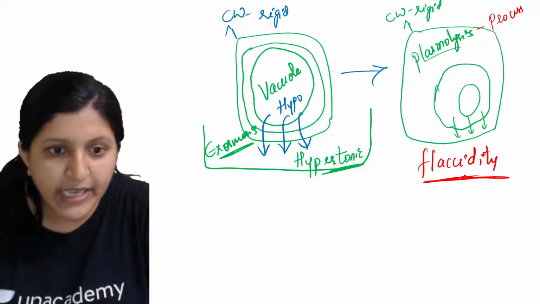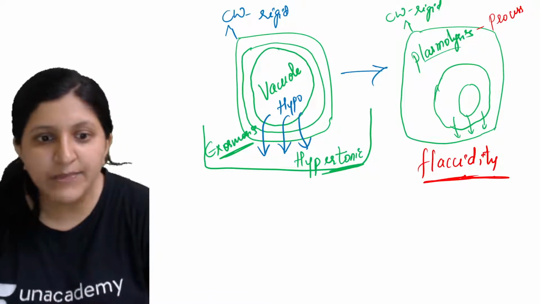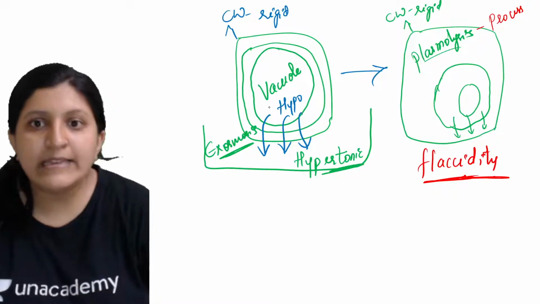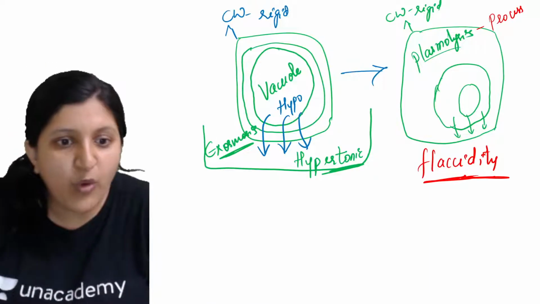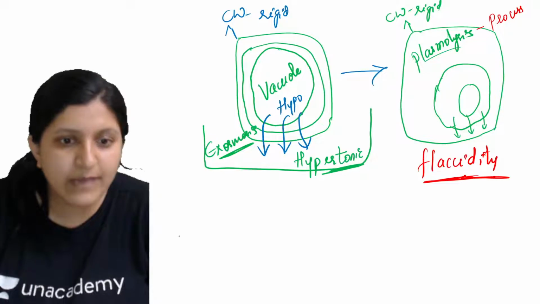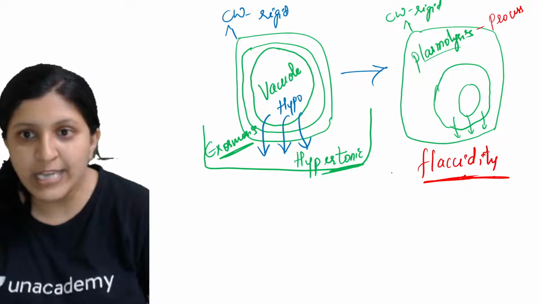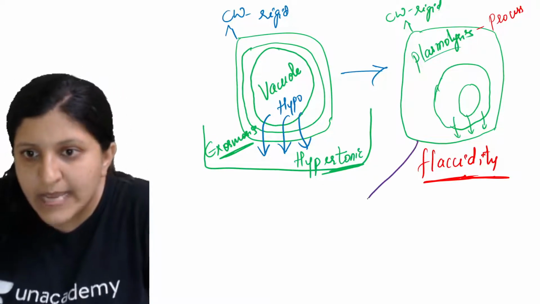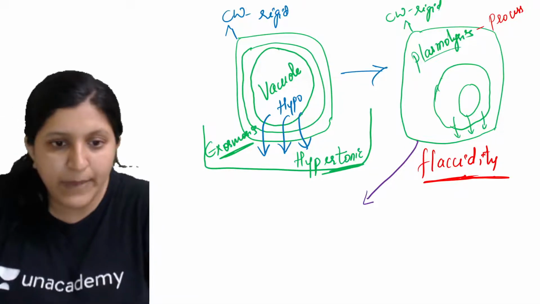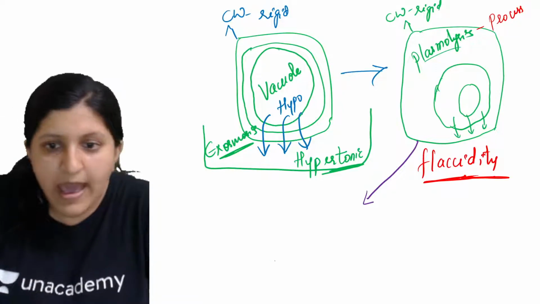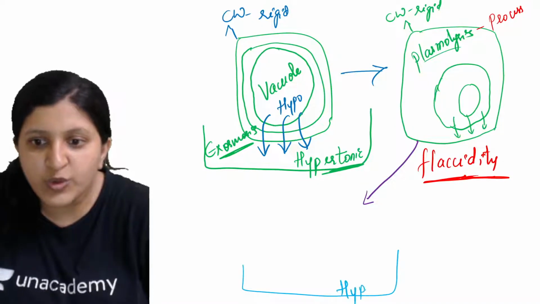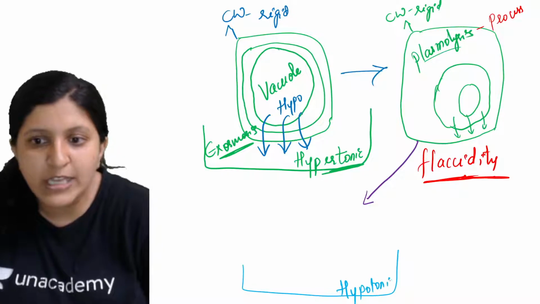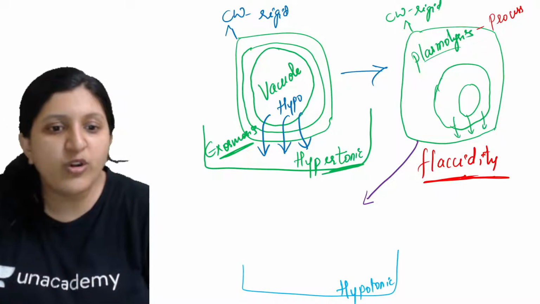Okay, so earlier we had kept the plant cell in a hypertonic solution, and you could see that exosmosis was occurring. Now we will keep this same cell in a hypotonic solution. So we are taking this cell and a beaker again, and in this beaker let's put a hypotonic solution. So here you can find a hypotonic solution.